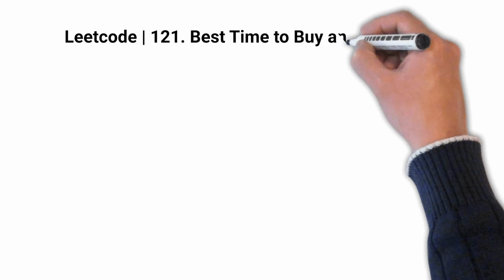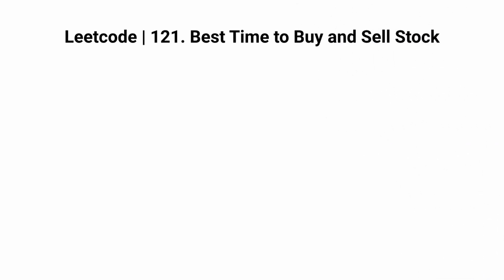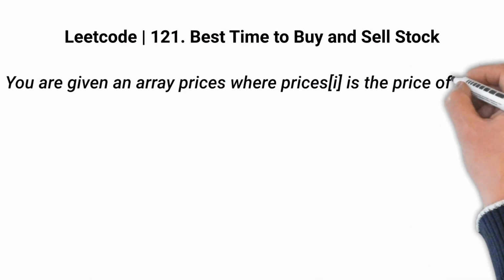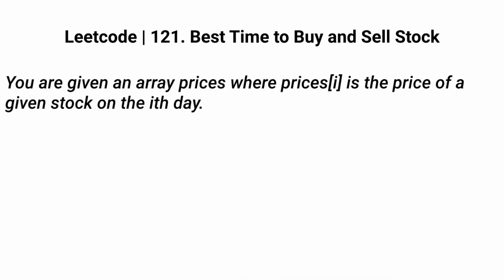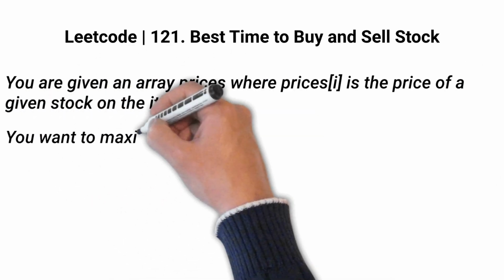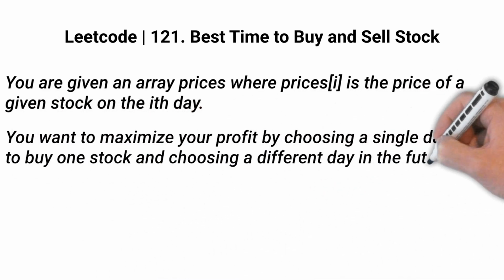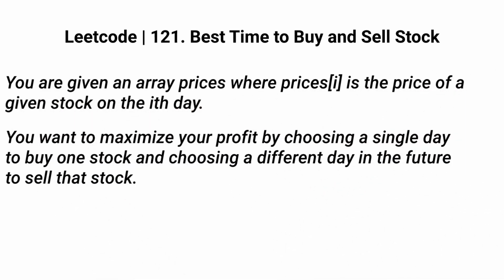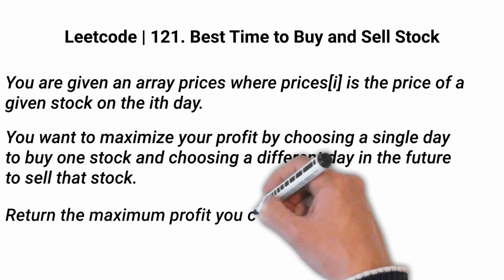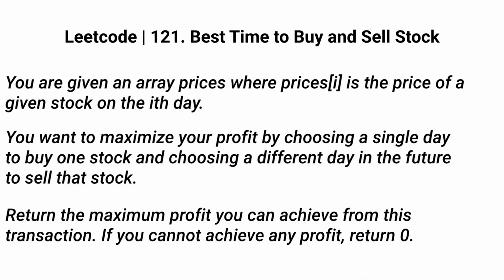Today we're going to be looking at LeetCode question 121, best time to buy and sell stock. You're given an array prices where prices[i] is the price of a given stock on the ith day. You want to maximise your profit by choosing a single day to buy one stock and choosing a different day in the future to sell that stock. Return the maximum profit you can achieve from this transaction. If you cannot achieve any profit, return 0.